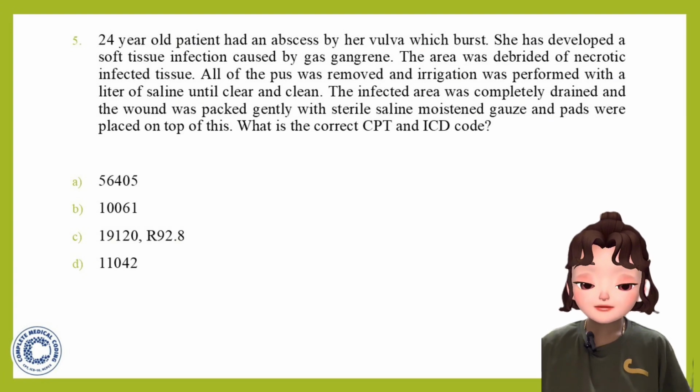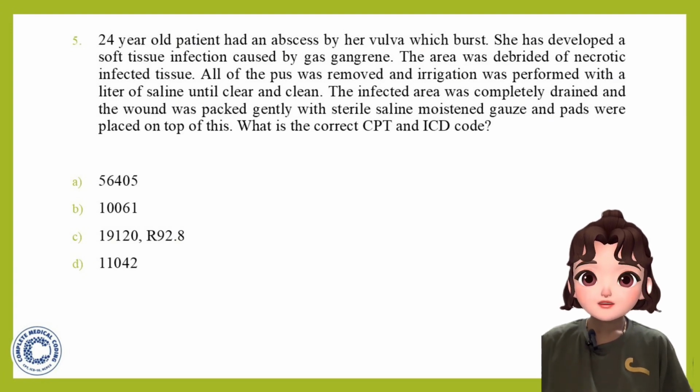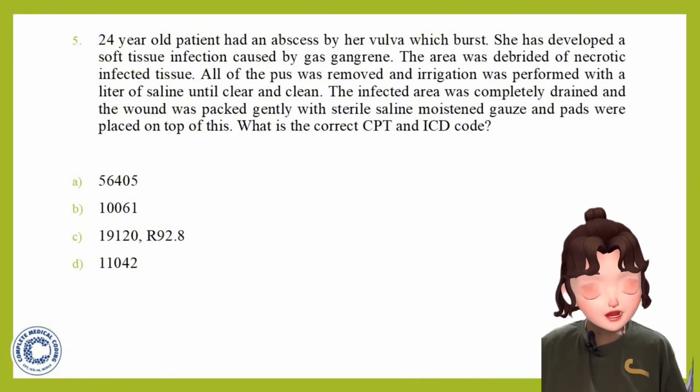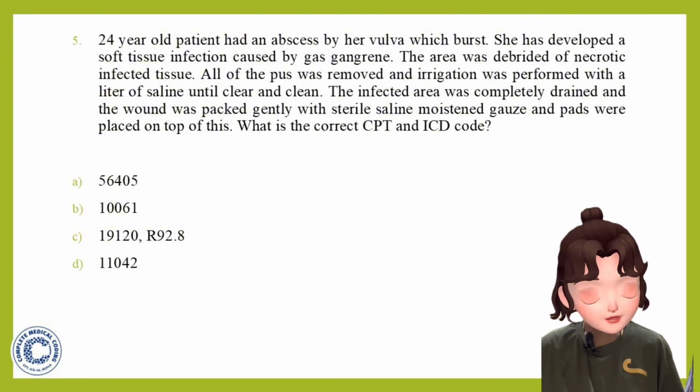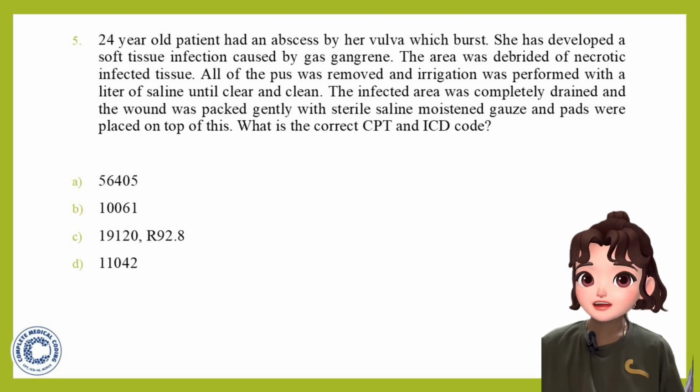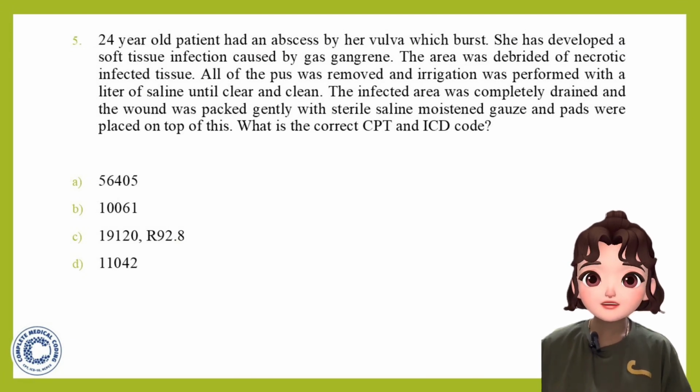What is 19120? Option C. 19120, excision of cyst, fibroadenoma or other benign or malignant tumor, aberrant breast tissue, duct lesion, nipple or areolar lesion, open, male or female, one or more lesions. So excision of cyst is mentioned here. Let's wait for the last one also.